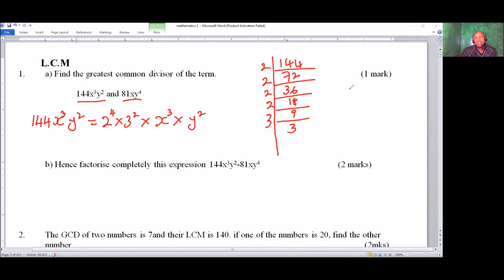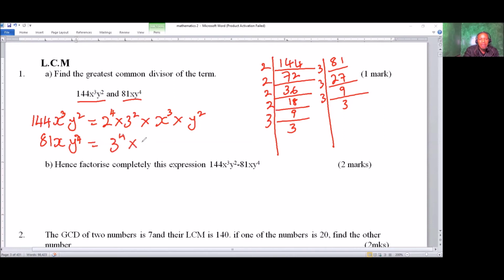Then we can get the factors of 81. So here we have 81. We can divide by 3, we get 27. We divide by 3, we get 9. We divide by 3, we get 3. So this means that 81xy to power 4 is equal to 3 to power 4 multiplied by x multiplied by y to power 4.